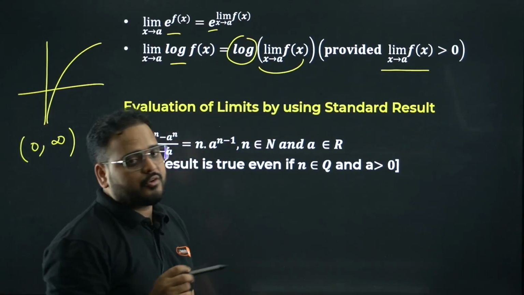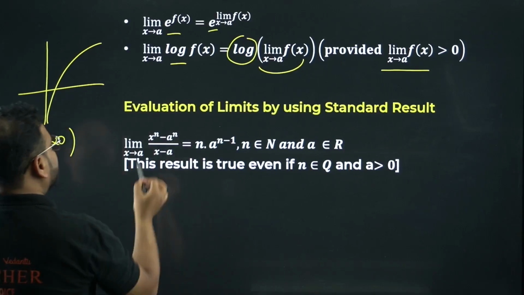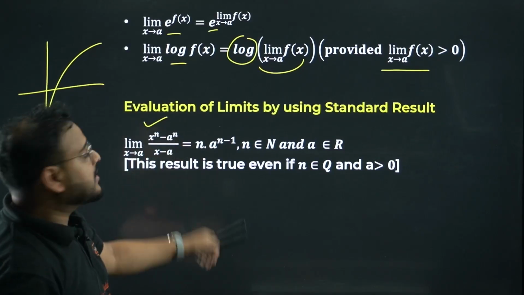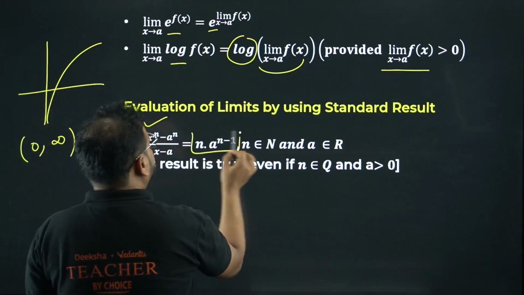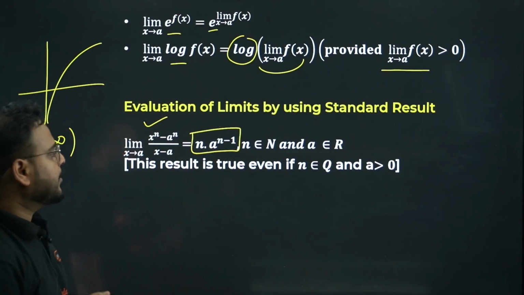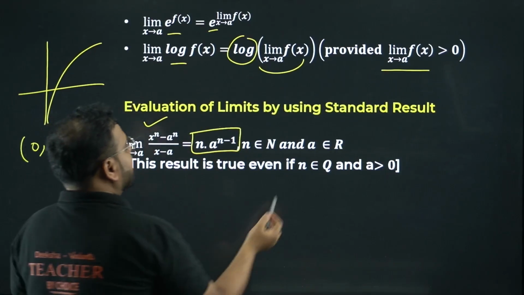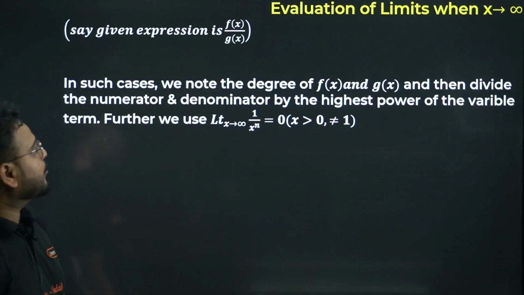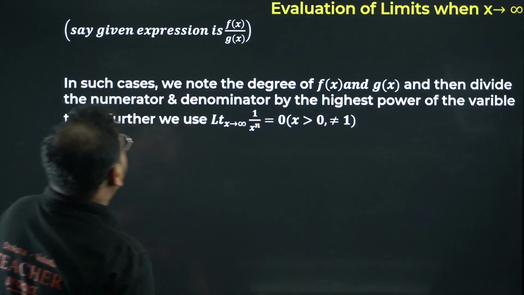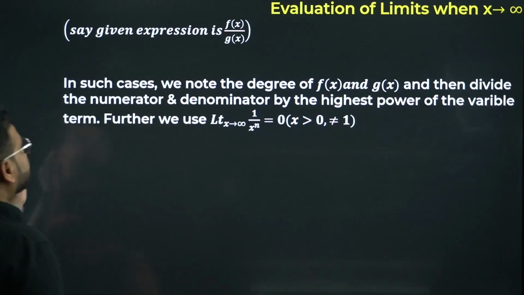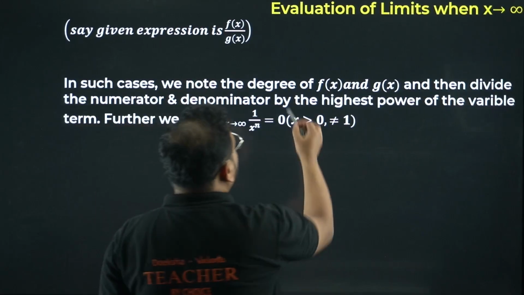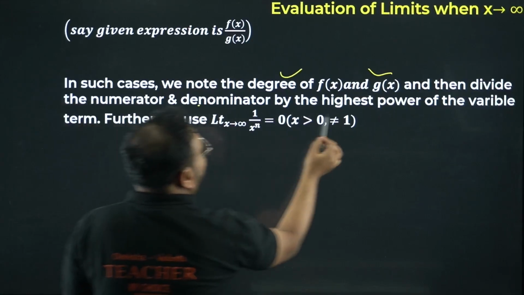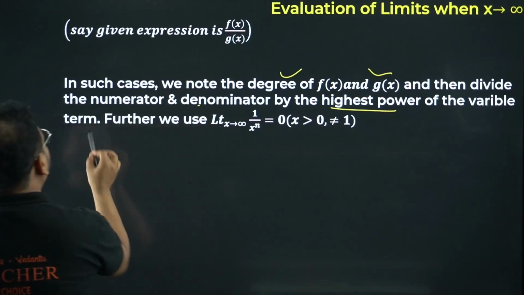Evaluation of limits by using some standard results that we have. One is for the power function, where you remember (x power n minus a power n) upon (x minus a) becomes n times a power n minus 1, where n is a natural number and a is any real number. Few more we have. Where x tends to infinity, what are you going to do? In such cases, we have to make sure of the degree of f(x) and g(x), and then divide numerator and denominator by the highest power of the variable term.